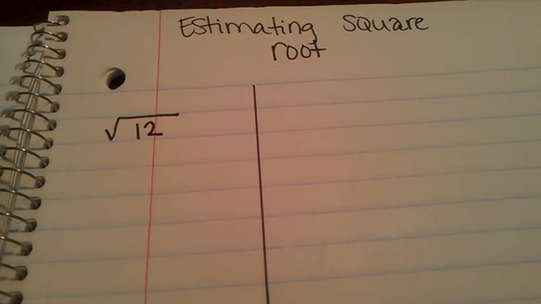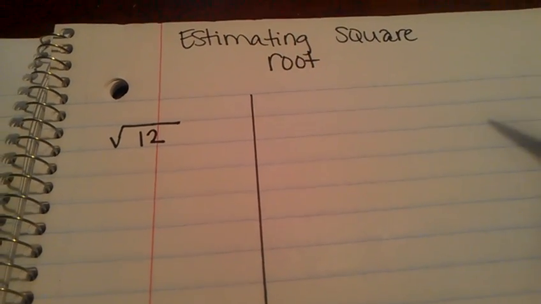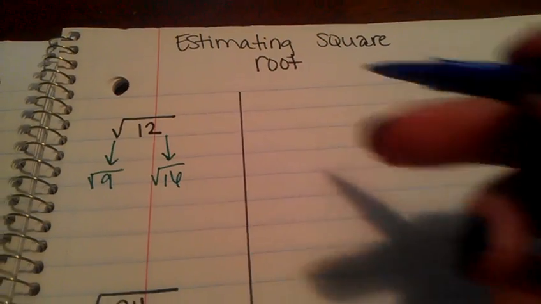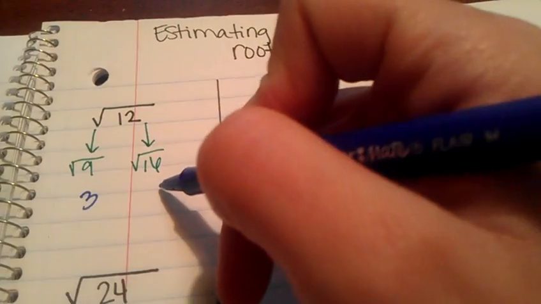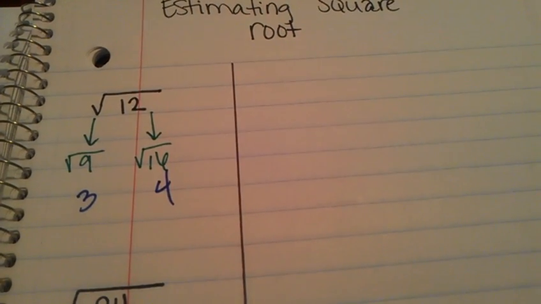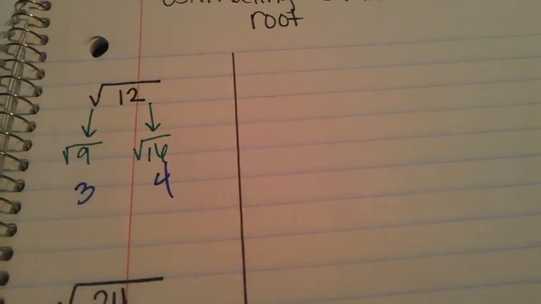The first thing that you determine is what two perfect squares it falls in between. So the square root of 12 falls in between the perfect square root of 9 and the perfect square root of 16. Okay? That's what it falls in between. The square root of 9 is 3 and the square root of 16 is 4. So you know that your answer lies in between 3 and 4.